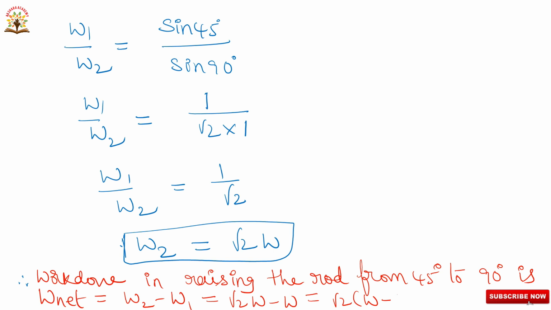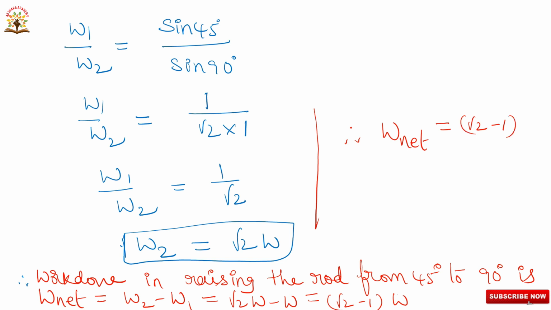Here we are taking W as common. So root 2 minus 1 of W. Therefore, the final answer is: the net work done in raising the rod from 45 degrees to 90 degrees is root 2 minus 1 of W. Okay, this is the final answer. Next, we will go to the next question.